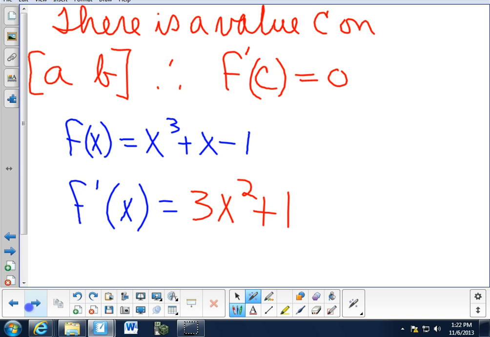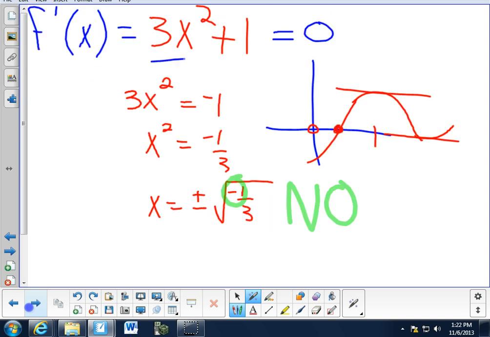Notice I didn't say if Rolle's theorem is true. Rolle's theorem is true. The question is, does it apply in this situation? And so when you solve that equation where this thing's equal to 0, look what you get. No real solution. You get a big fat no.